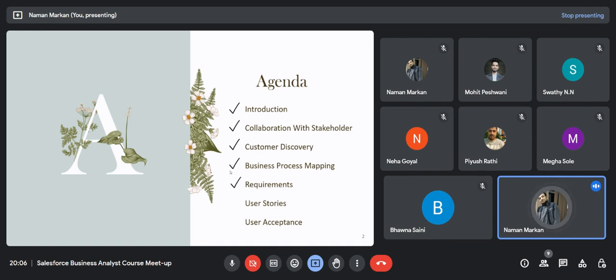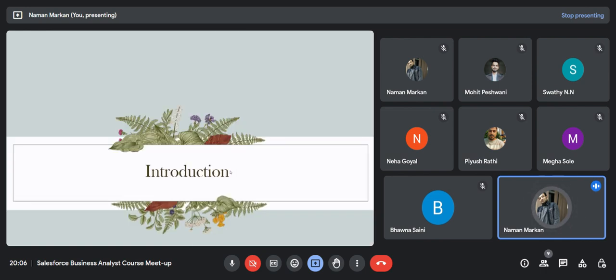This has also been covered, and then we moved forward with our user stories. In user stories, we have been covering a few things. Then we will be looking at UAT, the user acceptance testing.